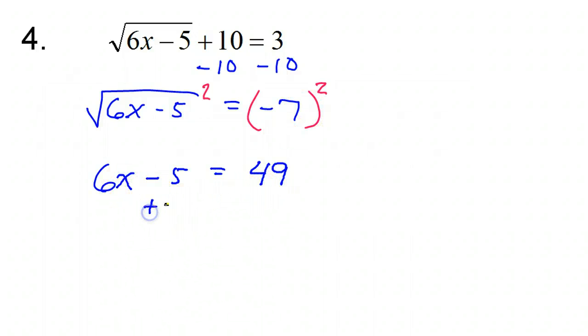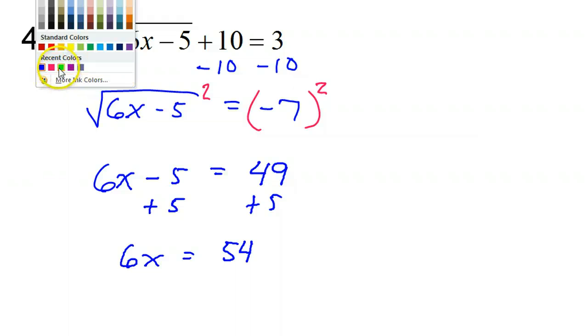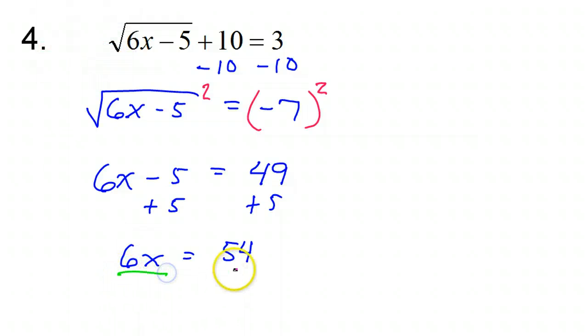And I would continue on solving this. So plus 5 on both sides. That's going to give me 6x = 54. And finally, I divide both sides by 6, don't you know?